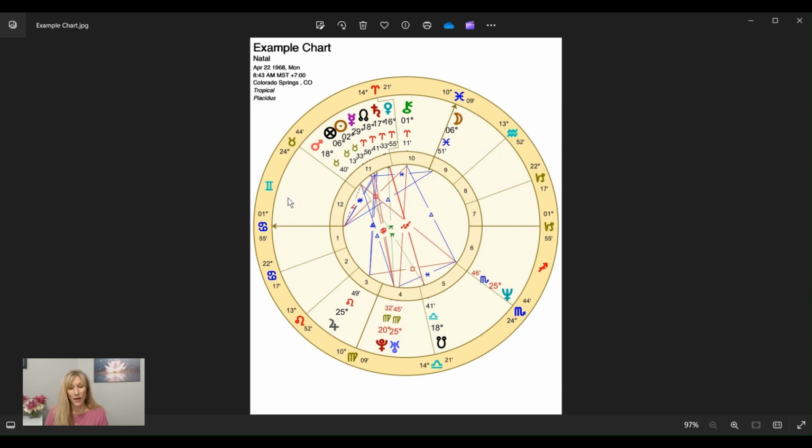But back to the houses in general. Each house has special meaning about the environment you experience or your own state of being. So for the first house, we know this represents yourself, your body, your appearance, the physical impressions that you make on others. And it also is how you view yourself.